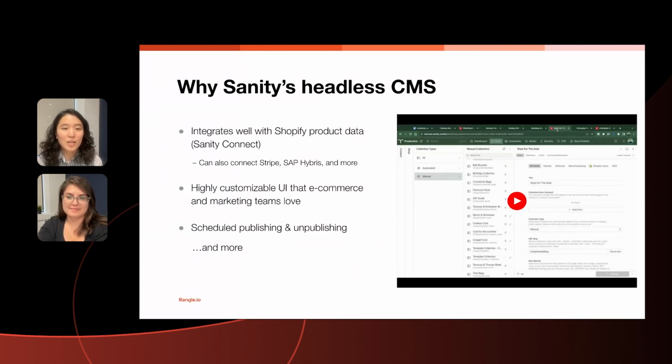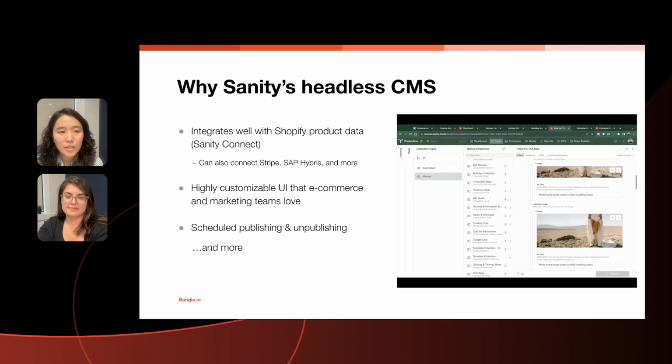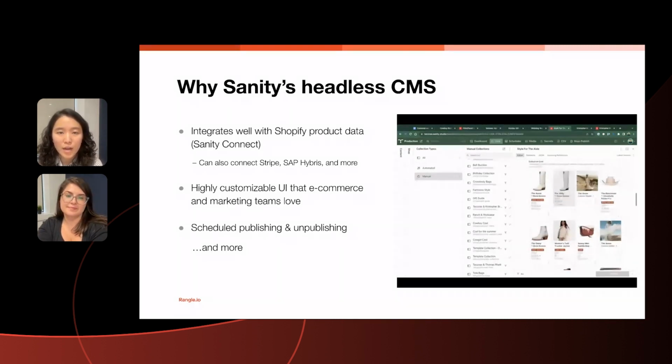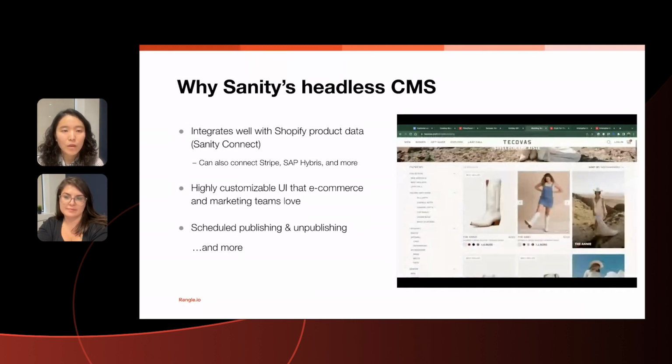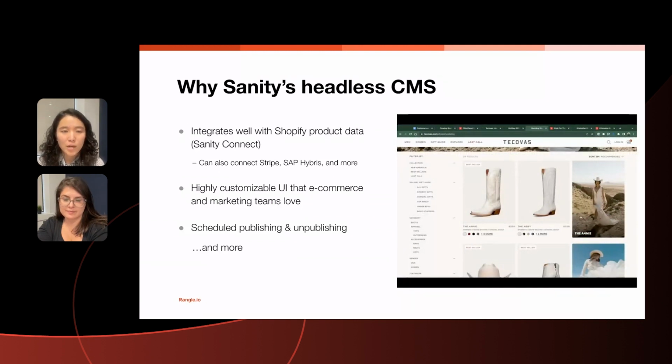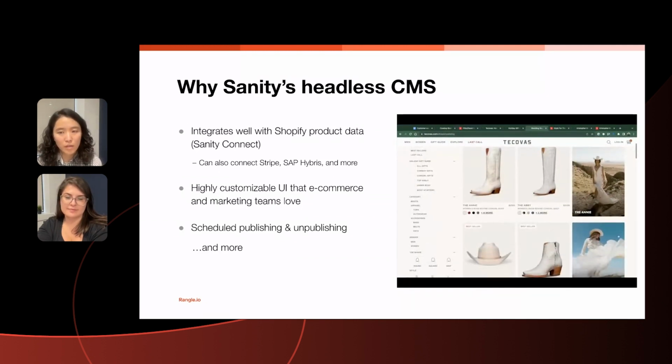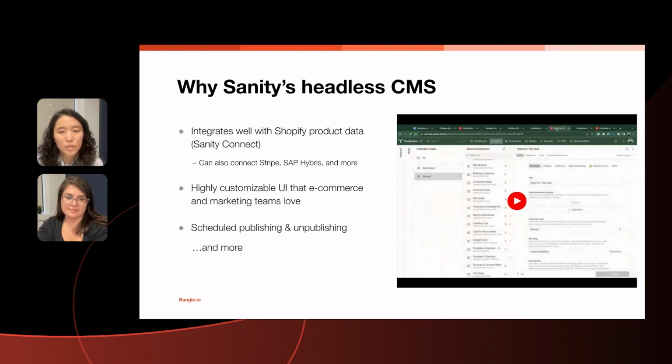We love Sanity's headless CMS for e-commerce brands especially because it integrates really, really well with Shopify product data. They have a Shopify app called Sanity Connect. As you can see on this video here on the right side, it pulls in product data from Shopify. You can also connect other e-commerce platforms like Stripe. Sanity's UI is super customizable. E-commerce marketing teams love Sanity's UI, as do developers. It's really easy to work with as developers. You can schedule to publish and even unpublish website content through Sanity, and many other features that we'll cover very soon.